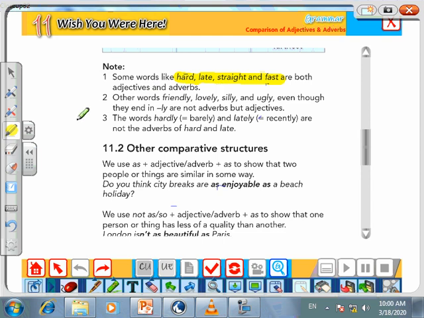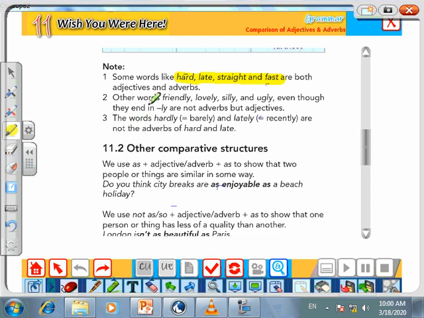Number one, the words like hard, late, straight, and fast are both adjectives and adverbs. For example, I can say she writes fast, and I can say she's fast. So they can be both adjectives and adverbs. We can use both of them. We don't add any -ly or anything to them. They are simply as they are.